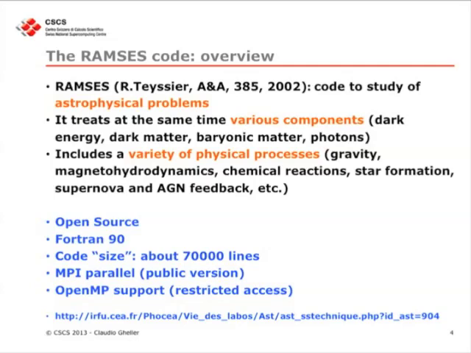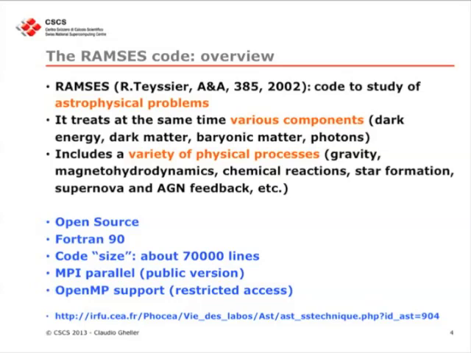In particular, one of these codes to perform astrophysical simulation is called Ramses. It was originally written by Romain Teyssier, currently at the University of Zurich. It is a multi-species, multi-phase code that allows to simulate the behavior of different components, dark matter, baryonic matter, stars, photons, and so on, and includes a number of different physical processes, from gravity to MHD, various cooling processes, star formation, and so on.